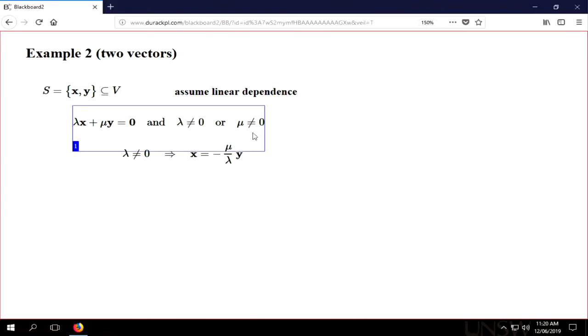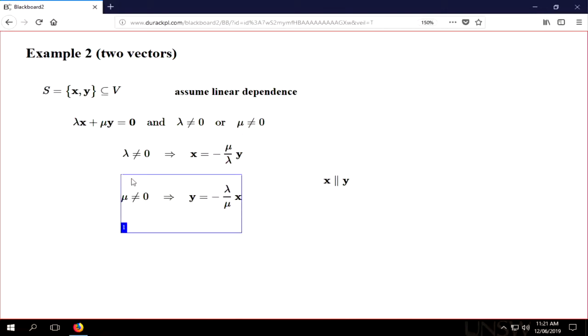What happens if mu is not zero? If mu is not zero, then I can do a similar thing, but now with respect to y. I can divide by mu, so I can solve for y. And again, I have one vector as a scalar multiple of the other, which means, again, in geometric terms, x is parallel to y. X is parallel to y. And this is the manifestation of this original assumption. We assumed, or I should say I assumed, that my two vectors as a whole, as a set, are linearly dependent, and I just proved right here in these two lines, it's an official formal proof, that such vectors will inevitably be parallel.